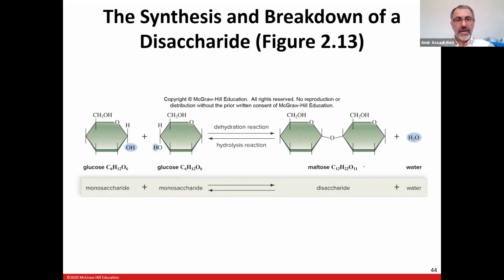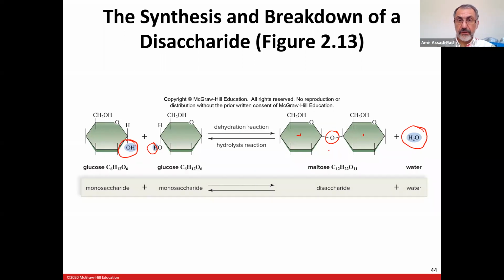Here it is. So you have 2 glucose molecules combined together. The OH of this one with the hydrogen of that one gives you the water molecule right here. And then these 2 are combined together. This sugar and that sugar are combined together by the oxygen in between them. So the process of combining them together, I talked about it, is dehydration.